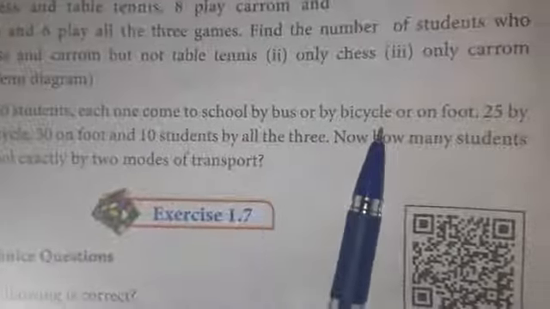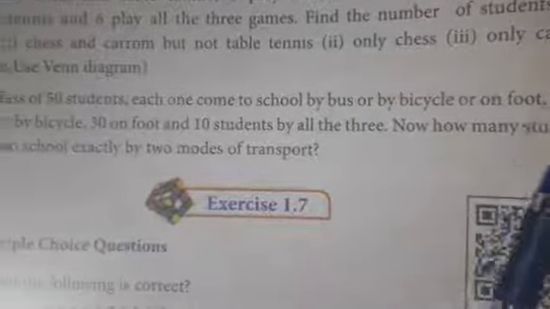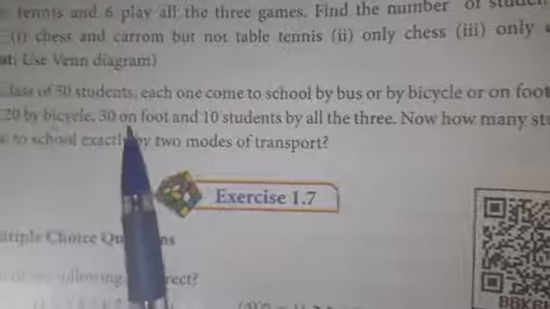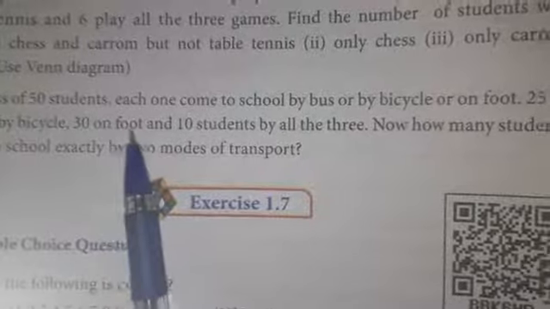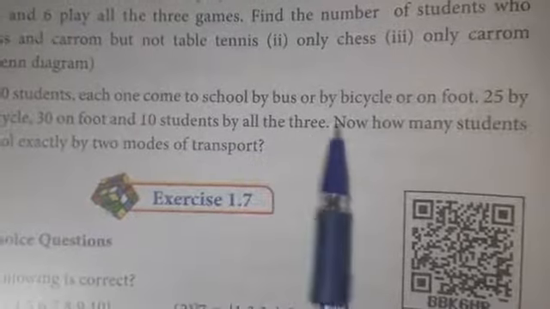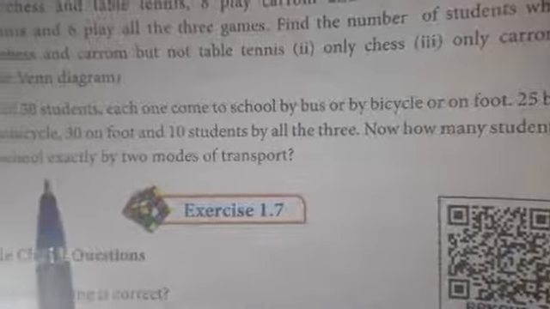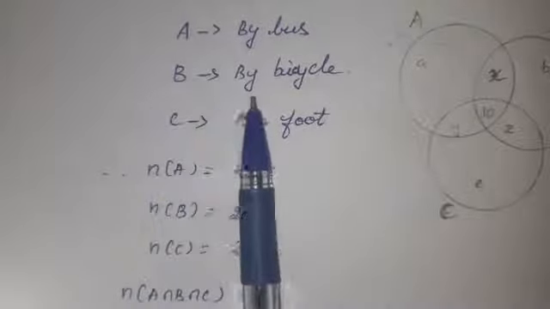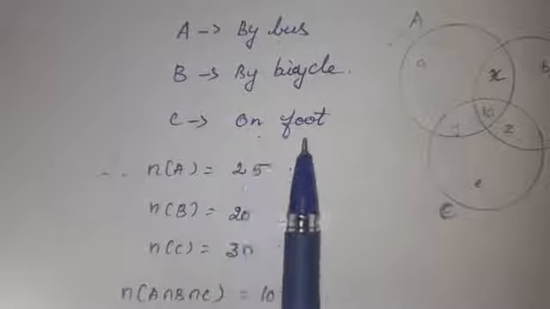13th question, in a class 50 students, each one come to school by bus or bicycle or on foot. 25 by bus, buses they given us 25. 20 by cycle, cycle is 20 students. 30 on foot, by on foot they coming is 30, and 10 students by all the 3. Now how many students come to school exactly by 2 modes of transport? Capital A represent by bus, capital B represent by bicycle, capital C represent on foot.